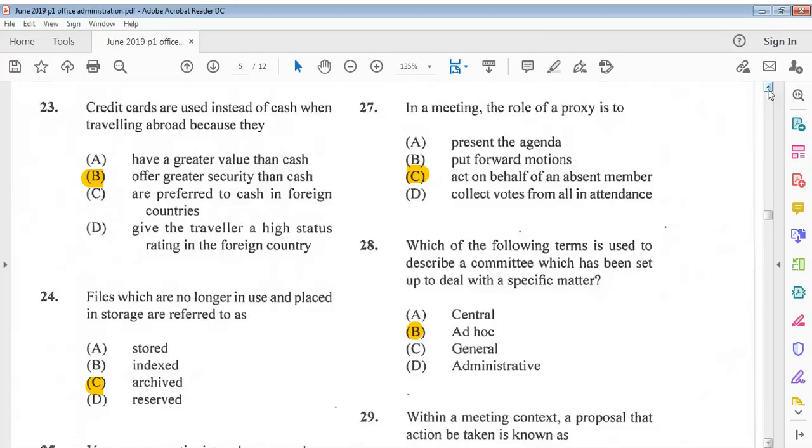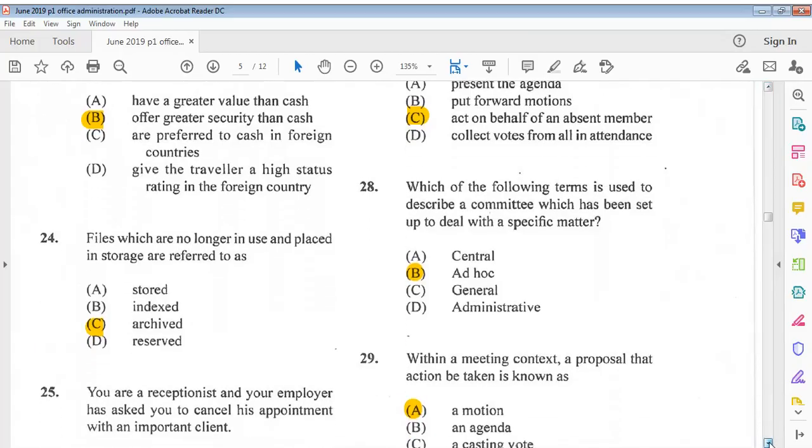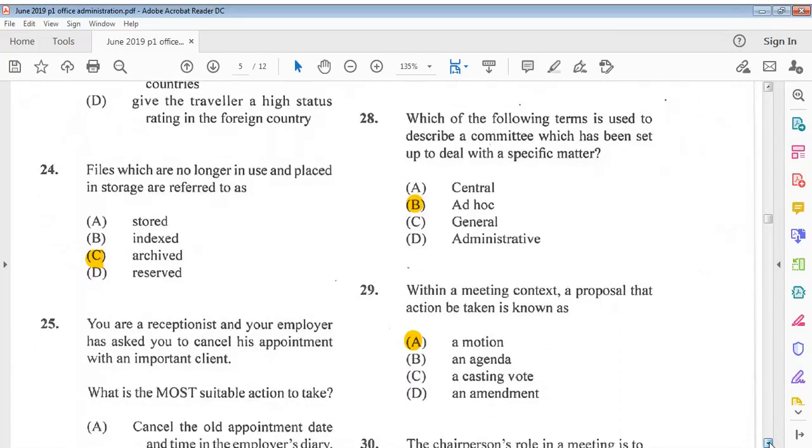Let's move on to question number 28. Which of the following terms is used to describe a committee which has been set up to deal with a specific matter? A, central, B, ad hoc, C, general, or D, administrative. And we know our answer would be B, ad hoc.